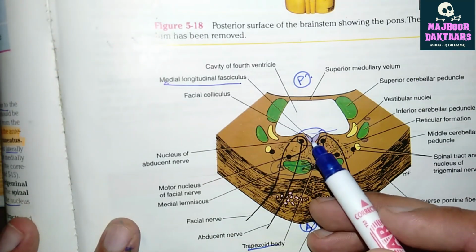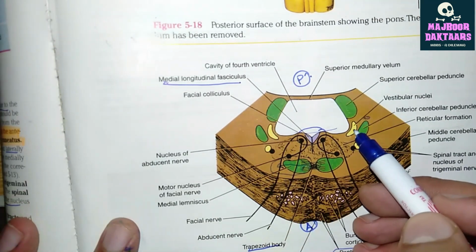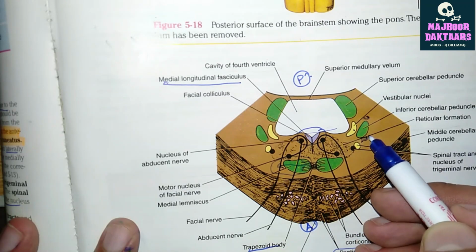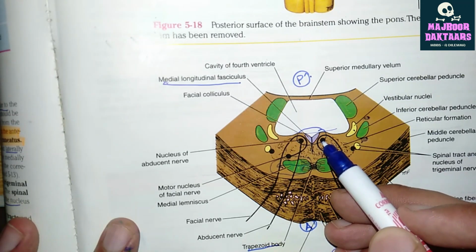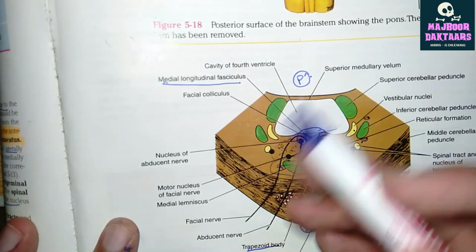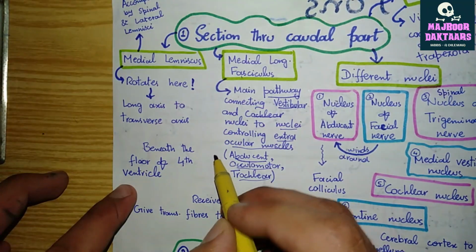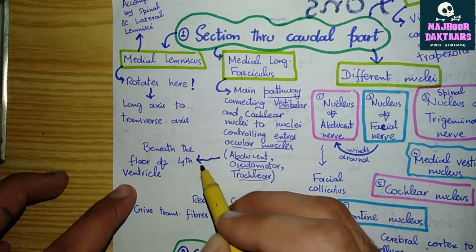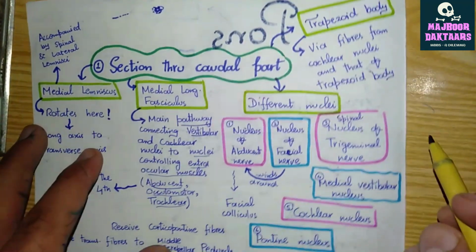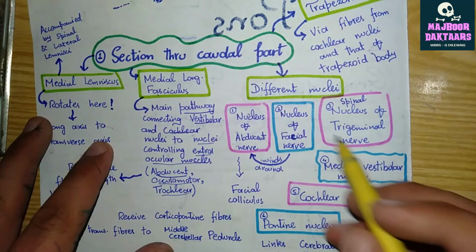It connects the vestibular and the cochlear nucleus with the abducens nuclei, oculomotor and the trochlear nuclei, which are not shown here. So the medial longitudinal fasciculus is beneath the floor of the fourth ventricle. Now talking about different nuclei.